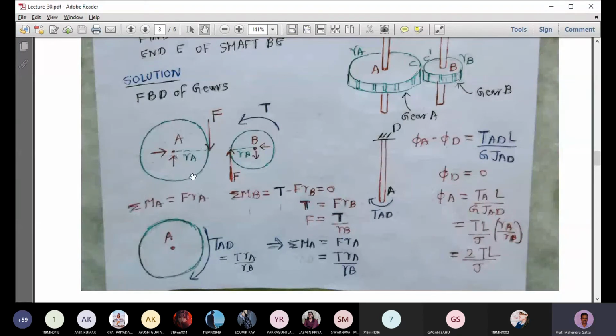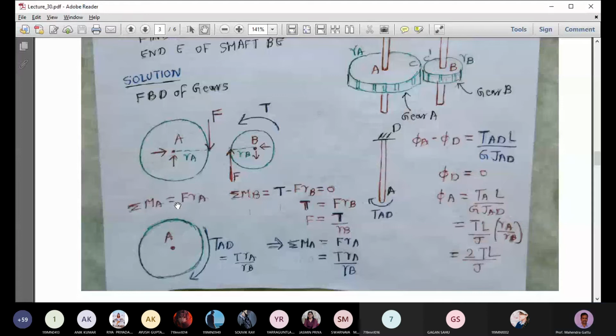So what will happen is that there is a twisting produced, a torque produced. The torque value is sigma MA, which is F times RA. Because we are applying some torque at E, there is some twisting moment being produced here. There is some sigma MA being produced, which will try to twist this gear. As a result, this shaft also will be twisted by a certain amount.